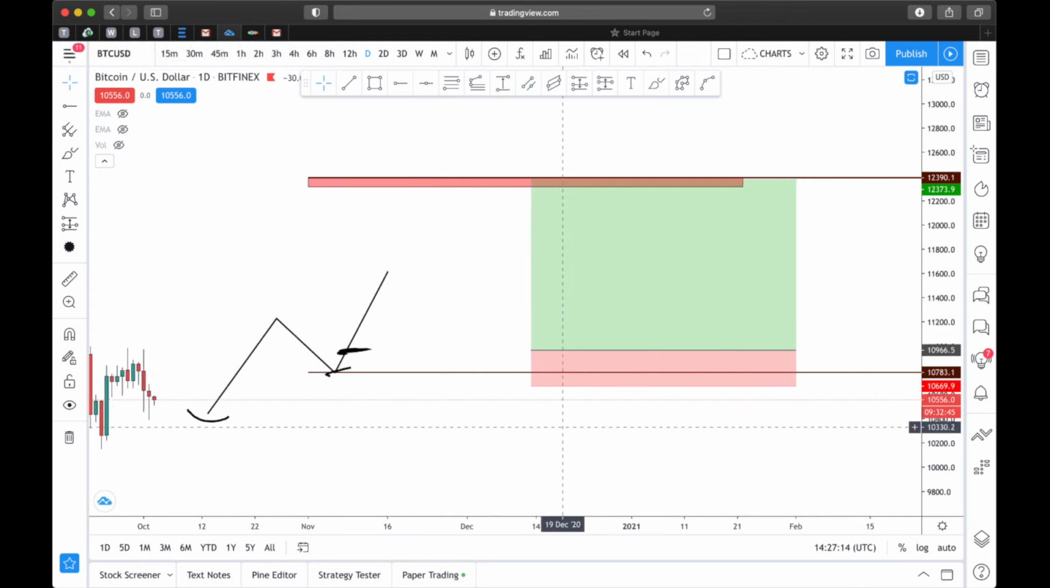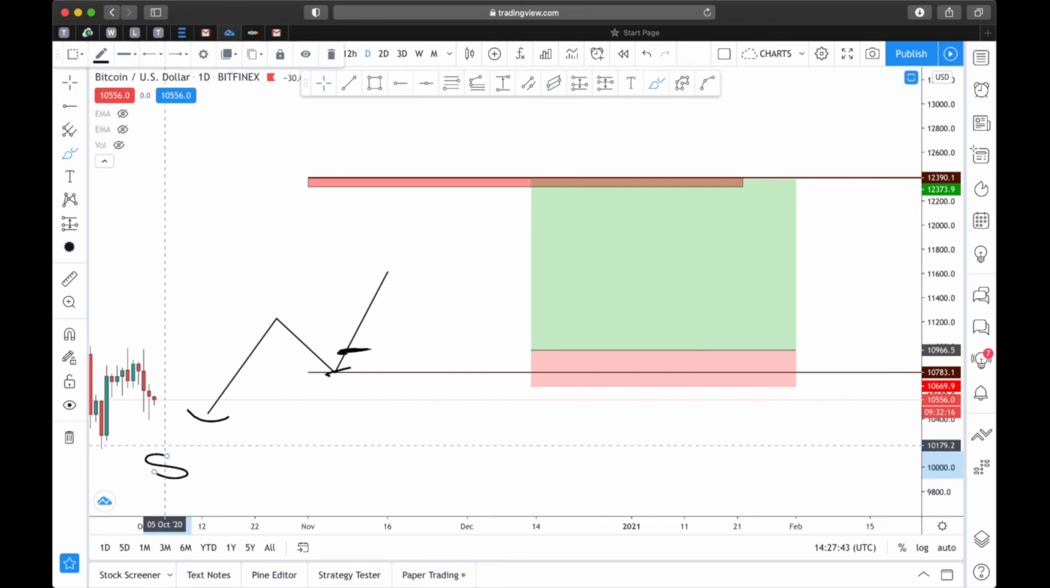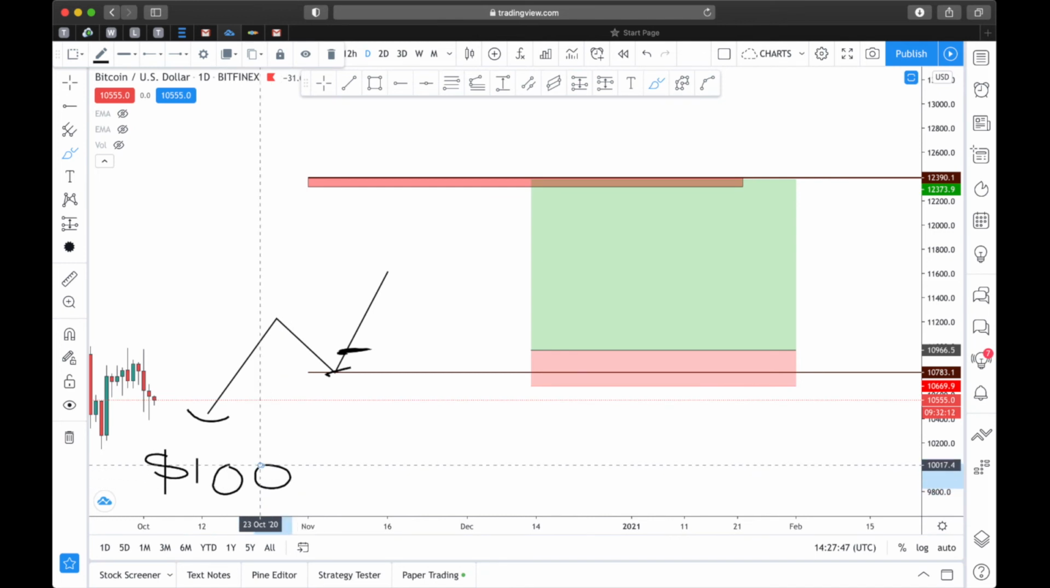So now this is how you calculate the position size. We said we need the risk per trade. We are risking 5% of our total balance per trade. So let's say our total balance is $100, right? So in this trade, I must not lose more than $5, which is 5% of my account balance, which is $100.